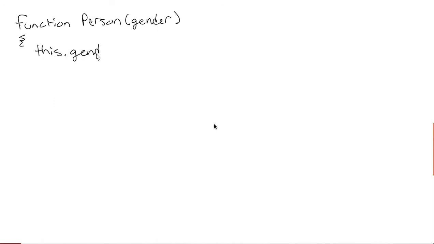Again, I'm going to create a new person method. So function person, our constructor, passing in gender, and then I'm going to save that in a member, this.gender. So this part's a repeat of what we just did. Okay, and now what I'm going to do is I'm going to add some methods.